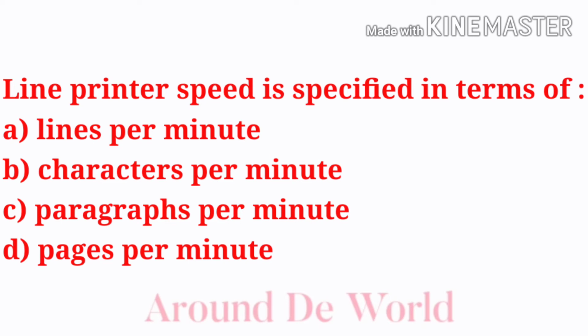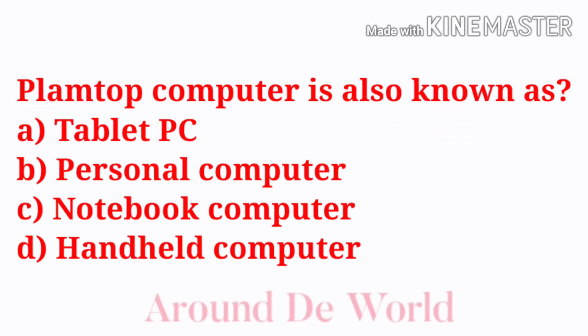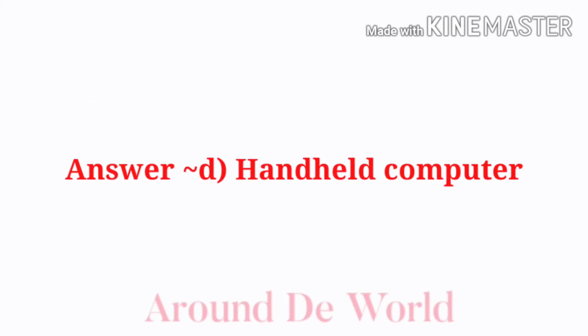Line printer speed is specified in terms of A. lines per minute, B. characters per minute, C. paragraphs per minute and D. pages per minute, and the correct answer is option B. Characters per minute. Laptop computer is also known as A. tablet PC, B. personal computer, C. notebook computer and D. handheld computer, and the correct answer is option D.